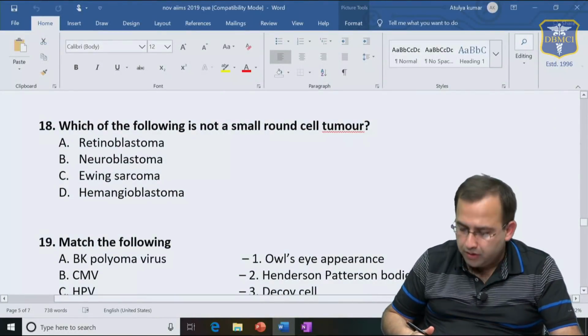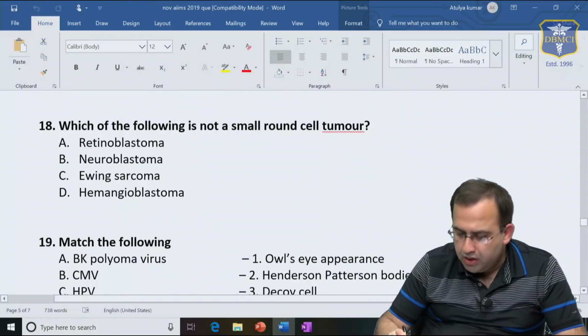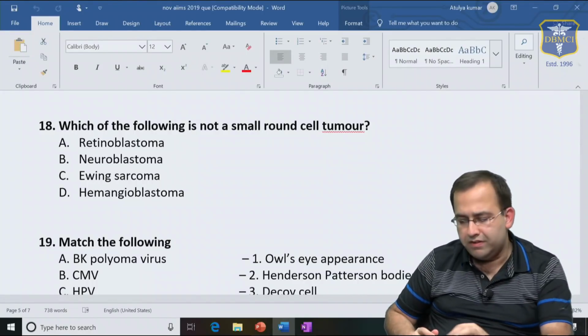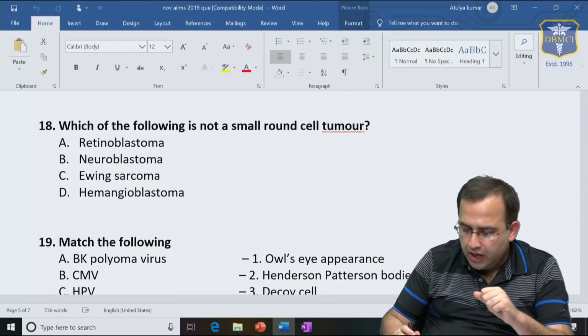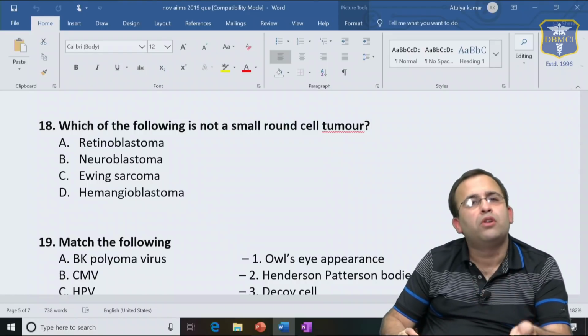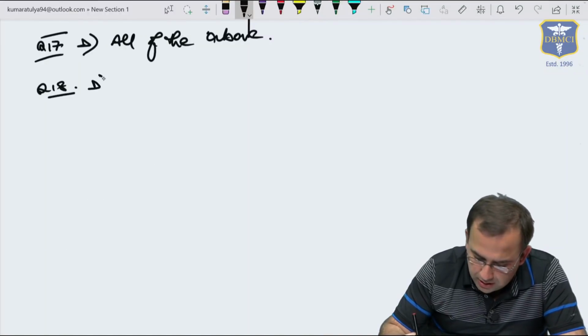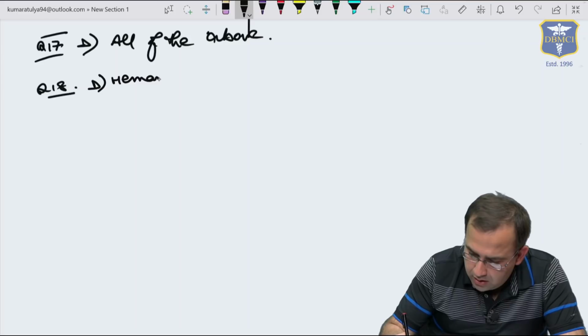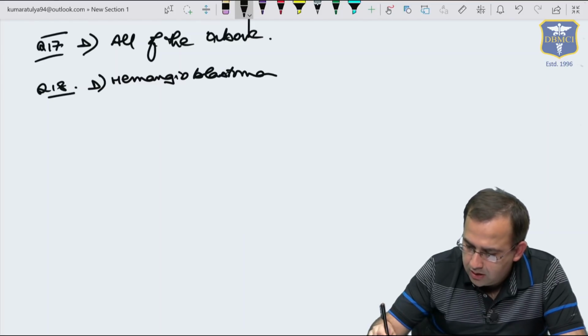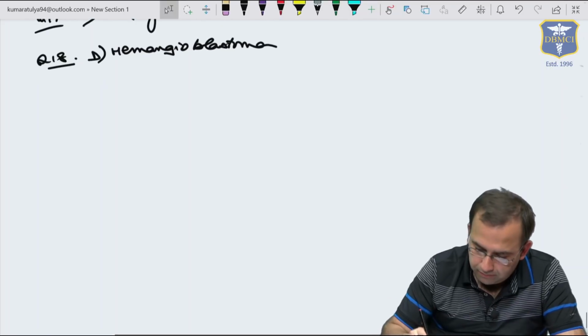Next, this gets us to question 18, which is not a small round cell tumor. Retinoblastoma, neuroblastoma, Ewing sarcoma, we have seen their microscopies also. All these are small round cell tumors, which is not hemangioblastoma. So before we go further, let us quickly have a look at small round cell tumors.